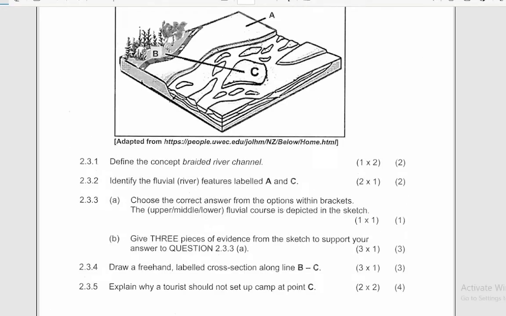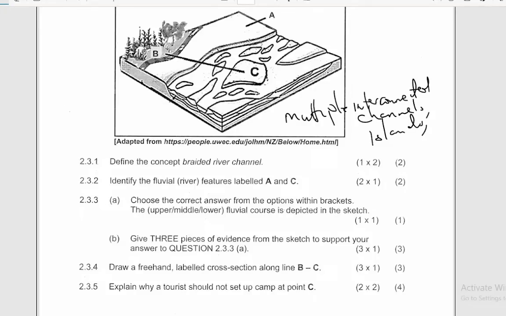Then we can move to 2.3. Define the concept of braided river channel. A braid is a stream that has multiple interconnected channels. So we are saying a braided stream has multiple interconnected channels, which also has what we call temporary islands, or what we call the sediment bars.